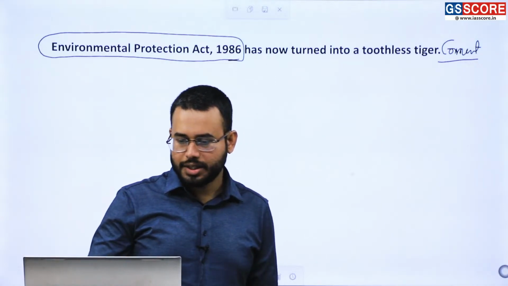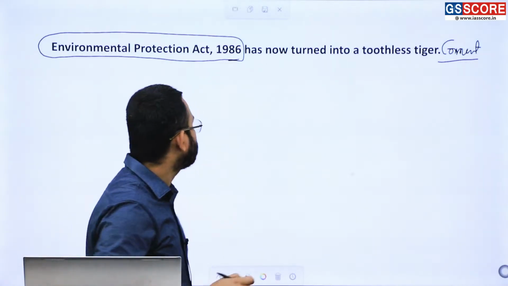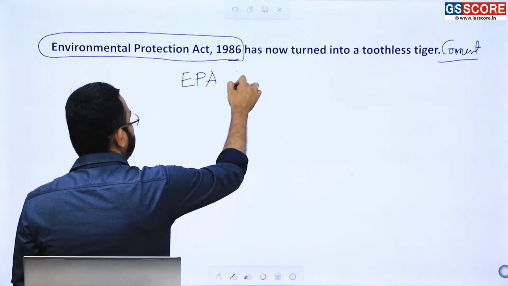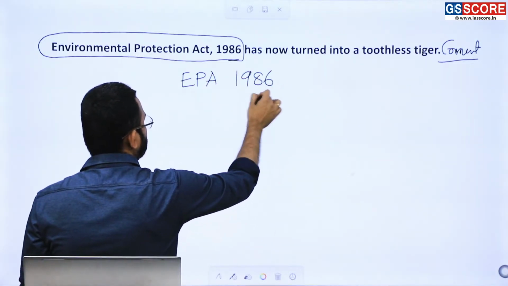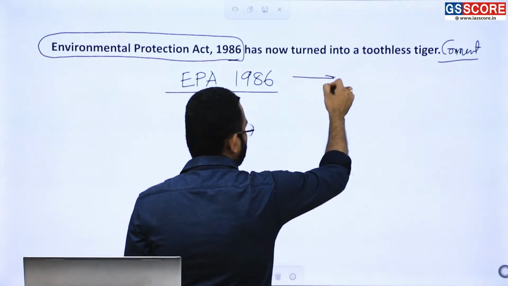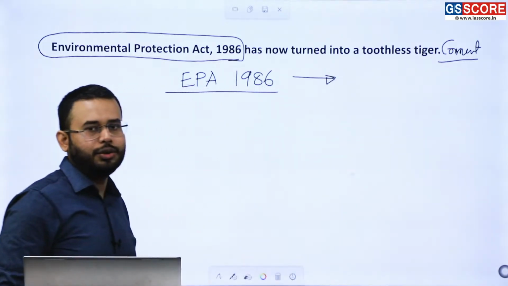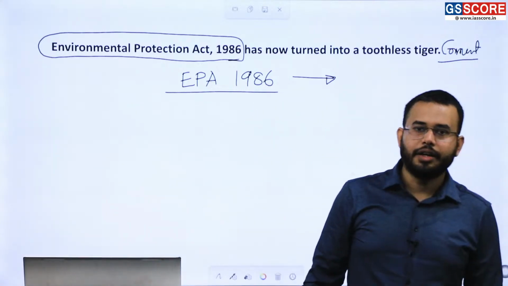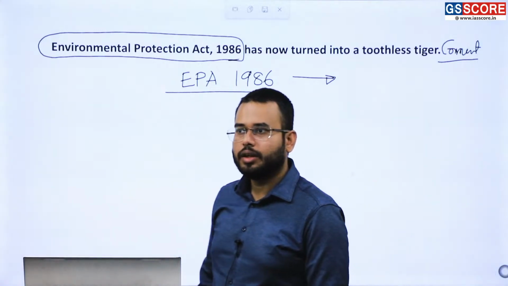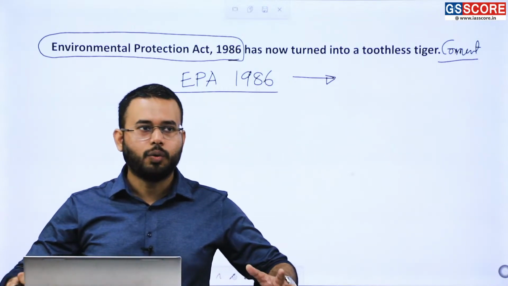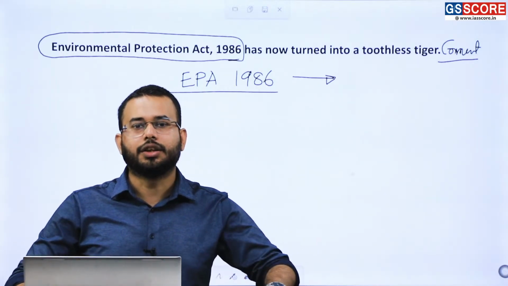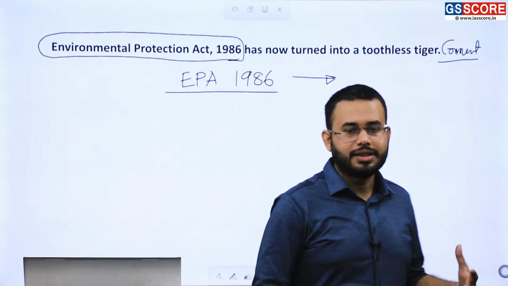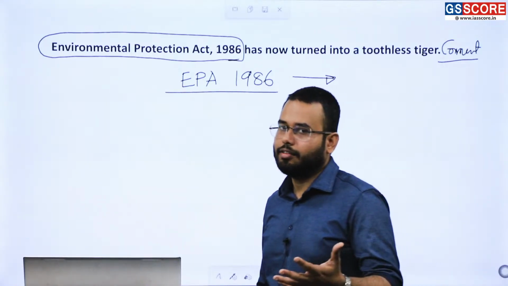Now to address this kind of question, first you need to explain about the EPA 1986, a background of it. It came as a reaction to the Bhopal gas tragedy in 1984, which indicated that we require an umbrella legislation to control industries and safety related to the environment, right?